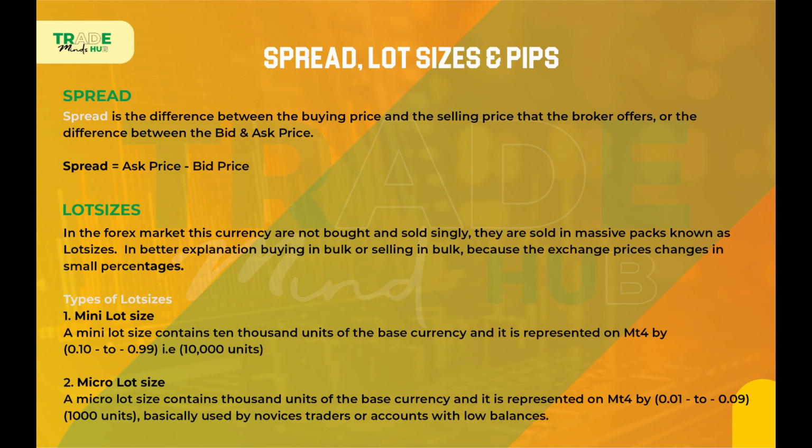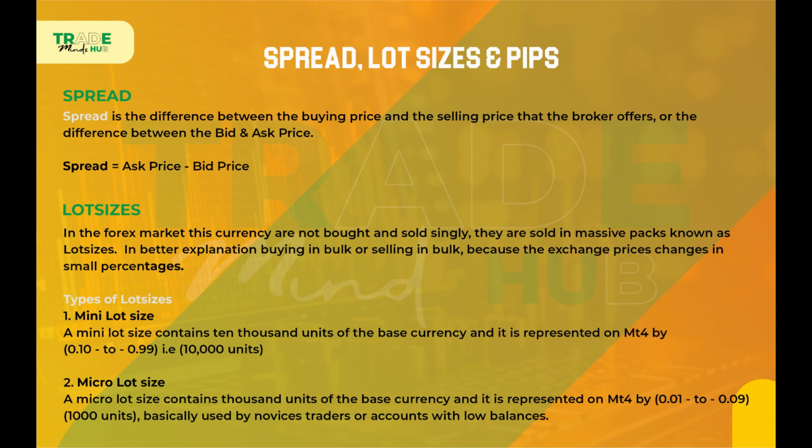It means that 0.10 is representing 10,000 units. That's 10,000 volume. Now, the mini lot size varies from 0.10 to 0.99. So it means that 0.10 is 1 mini, 0.20 is 2 mini, 0.30 is 3 mini. 0.30 is now 30,000 units. 0.40 is 4 mini, which is representing 40,000 units. So 0.10 is 1 mini, which is 10,000 units.